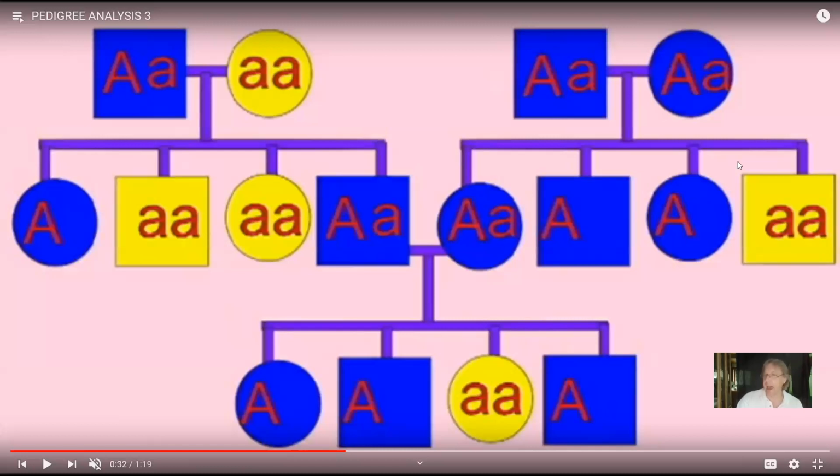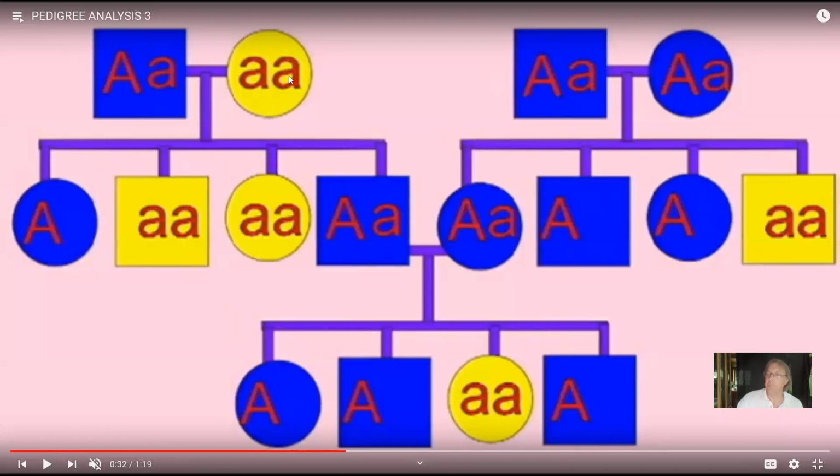This couple has a son, which is homozygous recessive. This son got a recessive allele from each parent. That must mean that each of the parents has a recessive allele to give. So, because these individuals have a child with the recessive condition, and this individual has a child with a recessive condition, we know that they are heterozygous.